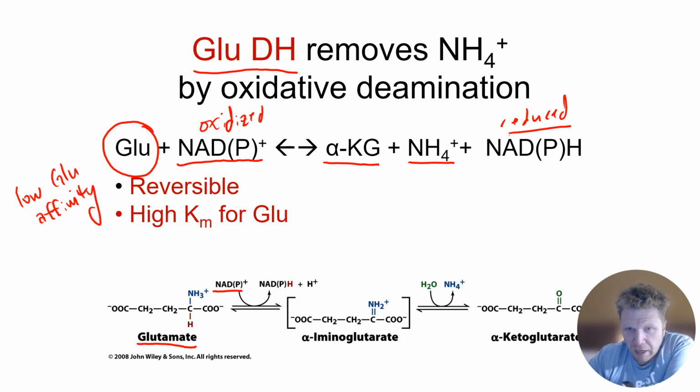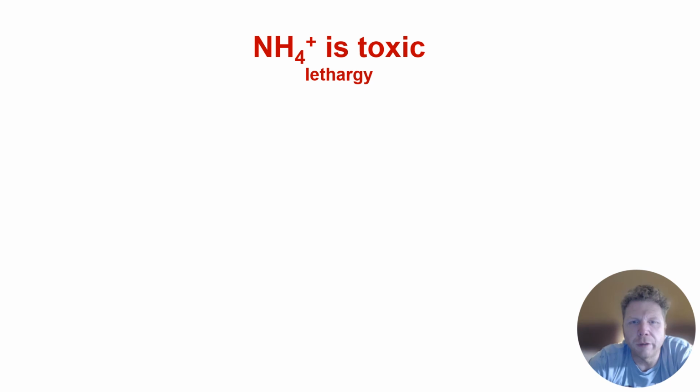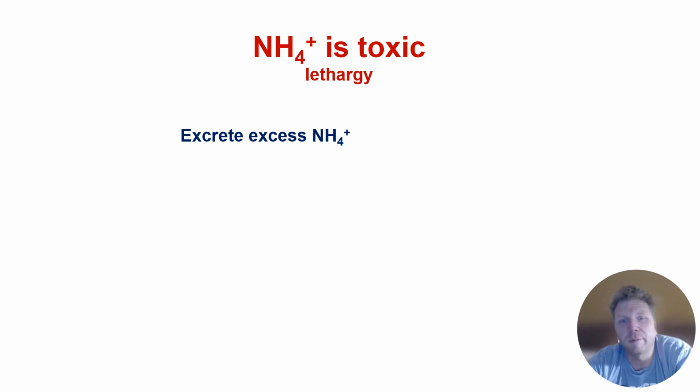That alpha aminoglutarate is going to have a double bonded NH2, so a positive charge there, and we're going to be able to lose that. And when we lose that, we're going to make alpha ketoglutarate. So our alpha ketoglutarate is going to result from this. Ammonium, NH4+, is toxic, and one thing that it can do is cause you to become very lethargic. So you need to have a means to get rid of that ammonium.